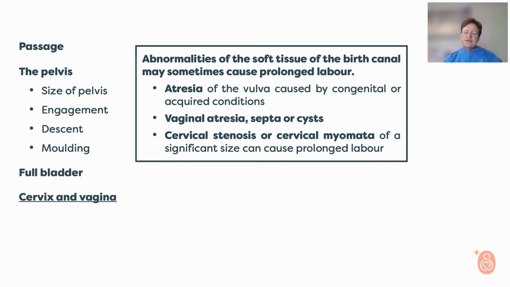Abnormalities of the soft tissue, the cervix and the vagina, can also sometimes cause prolonged labor. For example, atresia of the vulva and atresia of the vagina, and also some septums or cysts in the vagina. Also, cervical stenosis or cervical myomata might sometimes cause prolonged labor because they cause obstruction of labor.